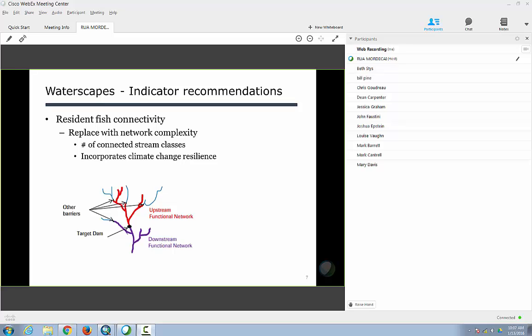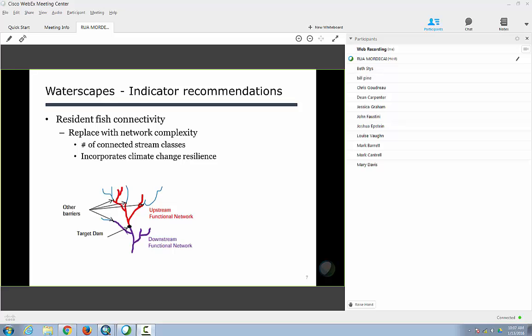And so one of the things we've been trying to essentially do is better connect with some of the existing efforts that are ongoing. This is one of the components that was part of CCAP and will be part of the upcoming TNC freshwater resilience effort that will likely be happening down here in the South Atlantic in the next years as well. And the idea here with the complexity is it's the number of connected stream classes.